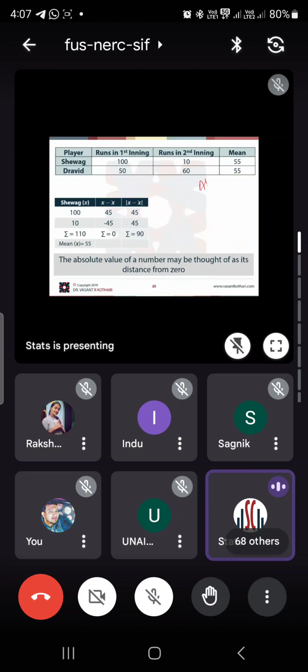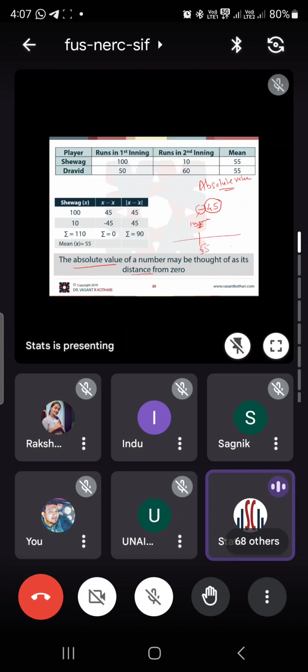Okay. We need to take the absolute value. Absolute value means what? If minus 45 is there, we'll take only the number into consideration and we'll ignore the negative sign. That's an absolute value, and it is considered as a distance from the zero.